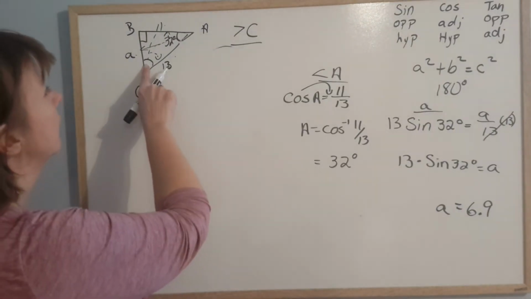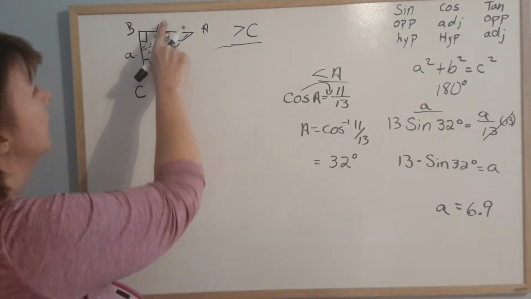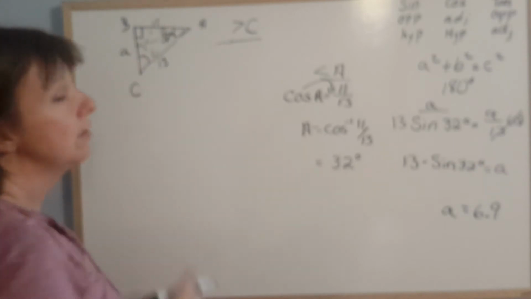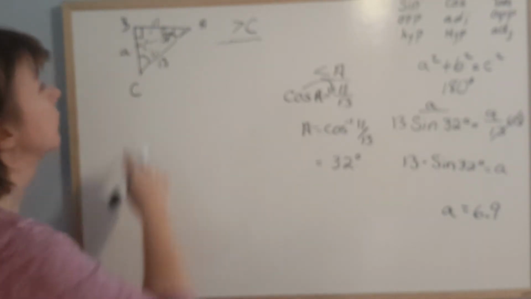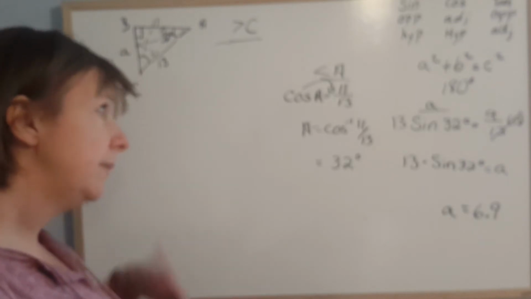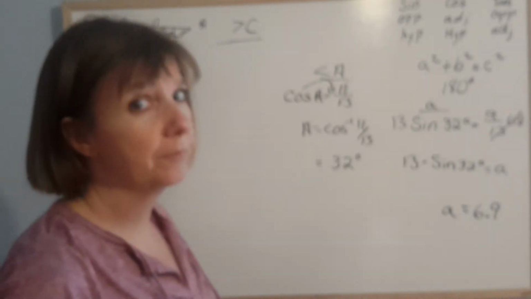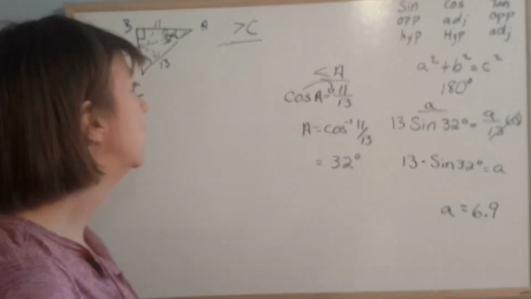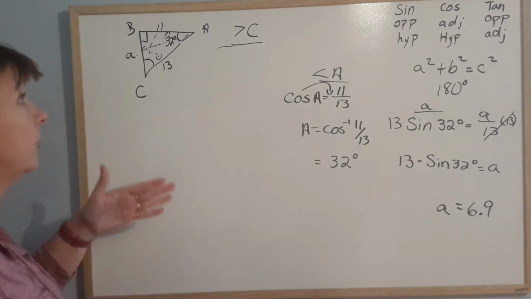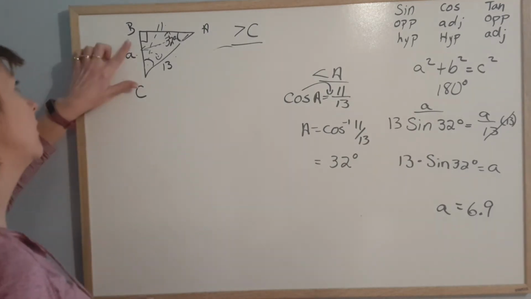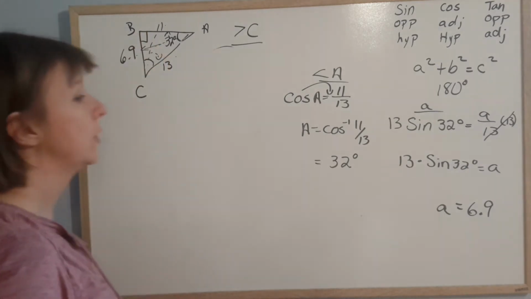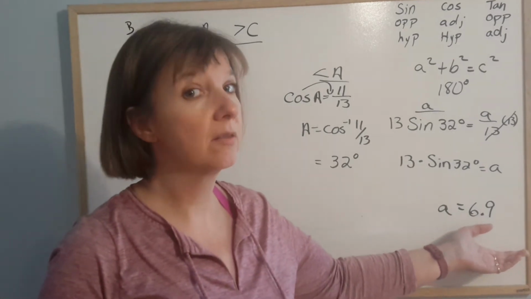If I want to figure out angle C, using C as my reference, 11 is the opposite side and 13 is the hypotenuse side. That would be sine. That's how I did it before. So let me do it a little bit differently, because I said I was going to do it differently. So I could do that, which is what I did, but I could say, I know that this side is 6.9, or at least I hope it's 6.9. That's if I got that right.